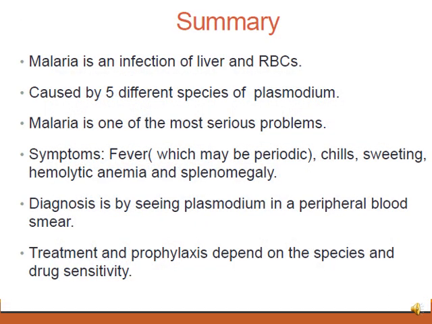Dear students, now you have learned that malaria is an infection of liver and RBCs. It is caused by different species of Plasmodium, and 4 species are more common in our area. Malaria is one of the most serious health problems in our area, and symptoms are fever, which may be periodic, chills, sweating, hemolytic anemia, and splenomegaly. Diagnosis is by seeing Plasmodium in a peripheral blood smear. Treatment and prophylaxis of malaria depends on the species and the drug sensitivity levels in that area.